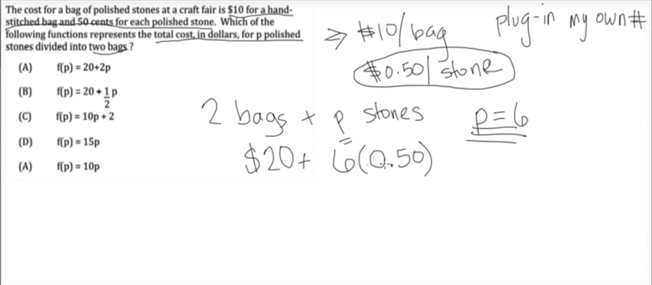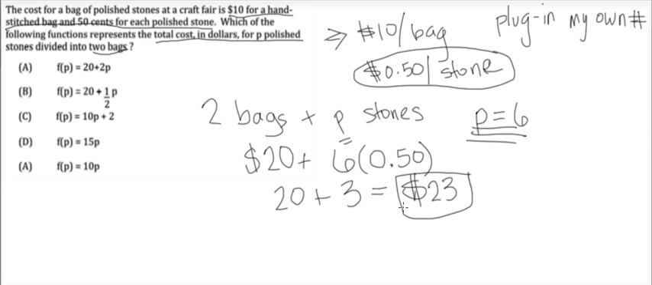Now if you use your calculator, or if you can do that in your head, we see that we have our $20 here from the two bags, plus 6 times 0.5 is 3. So if we were to purchase 2 bags and 6 stones, we would pay a total of $23. This is our benchmark. This is what we're trying to find in our answer choices. So our job now, and our job with any question where you're going to utilize plug in your own number, you want to find an answer that you get by plugging in your own number, and then look to the answer choice to see, well, which answer choice gives me this exact same answer by plugging in the same number.